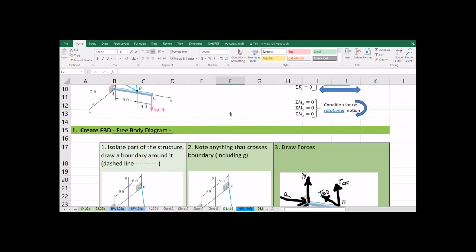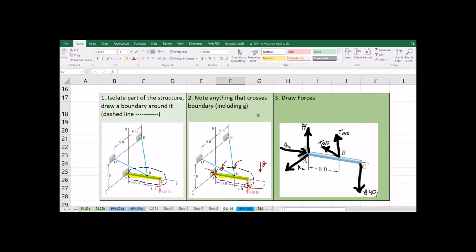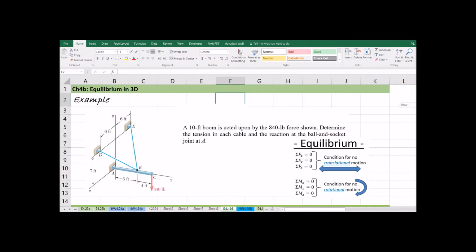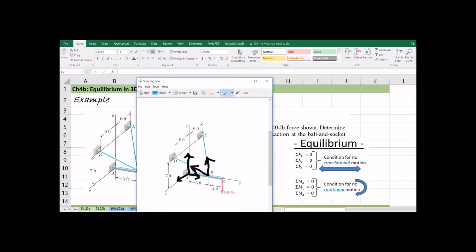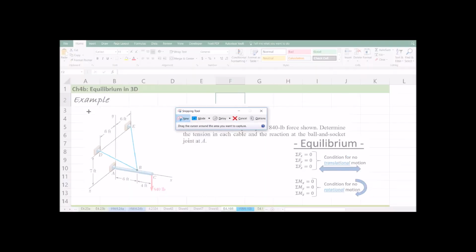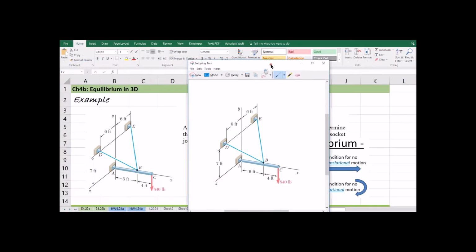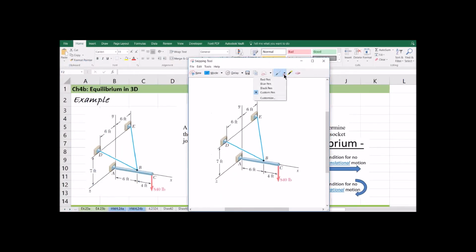First step in any of these problems, draw a good free body diagram and really draw this thing. If you want, you can use your snipping tool. Just say new, drag and drop, and your snipping tool has markers on it, okay? So go ahead and use that to grab that picture.